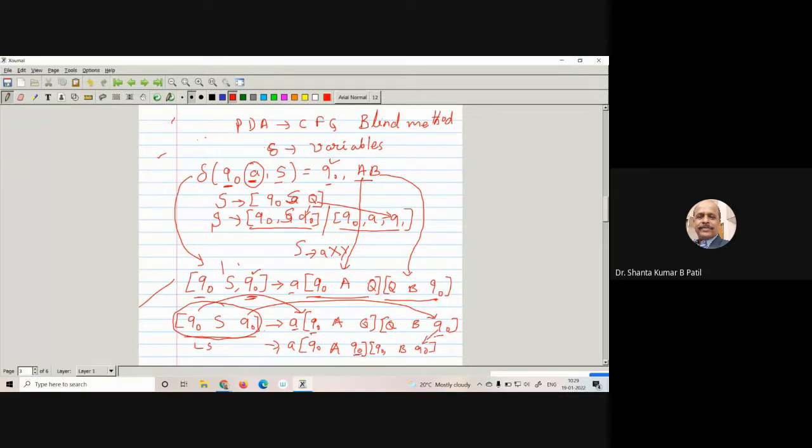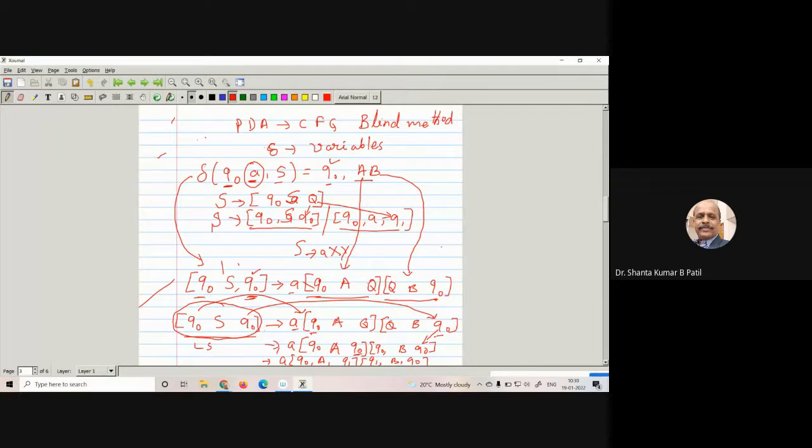The second time you can replace it in the PDA. You can find Q naught as well as Q1 in most PDAs. The second time you can replace this Q by Q1. So here you replace Q as Q1. This Q you need to replace as Q1 only: Q1 B Q naught. This is how we convert the transition function into the production.